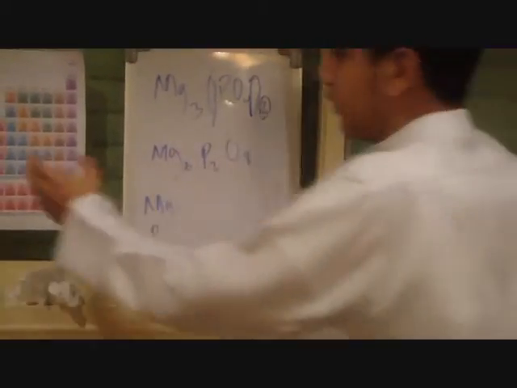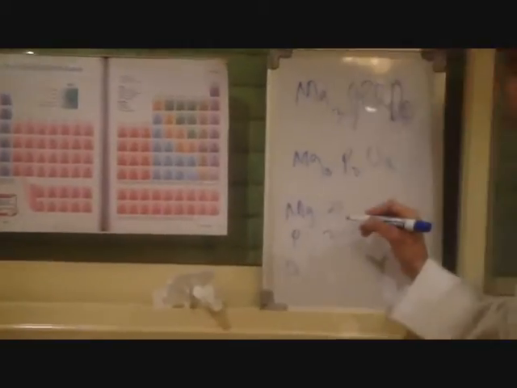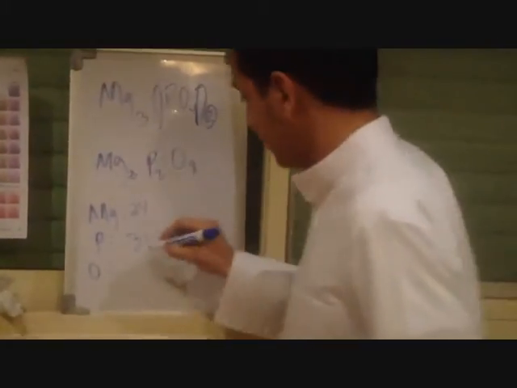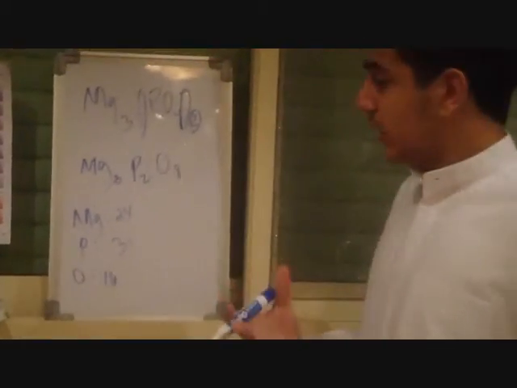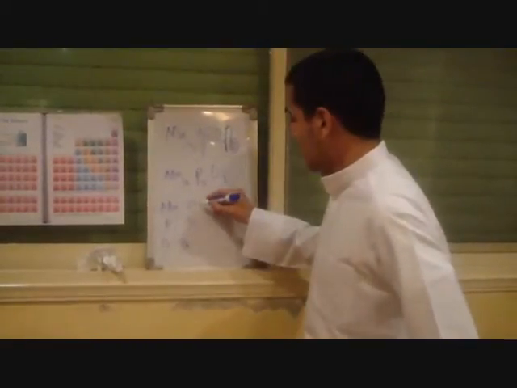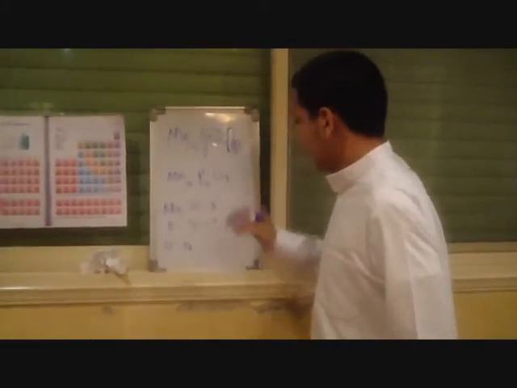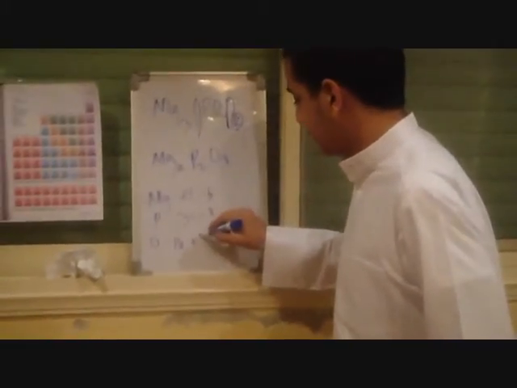Now you have to line them up and plan your work: magnesium, phosphorus, and oxygen. Find the molar mass of each element. Magnesium is 24, phosphorus is 31, and oxygen is 16. Now we have to multiply by each of the subscripts: 24 times 3 for magnesium, 31 times 2 for phosphorus, and 16 times 8 for oxygen.